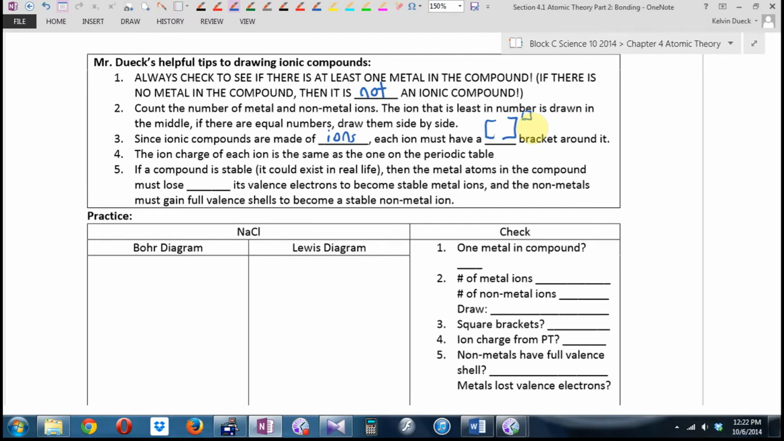If a compound is stable, if it could exist in real life, then the metal atoms in the compound must lose all of their valence electrons. The metal atoms must get rid of their entire outer shell. Oh, and the non-metal must fill up its entire outer shell.